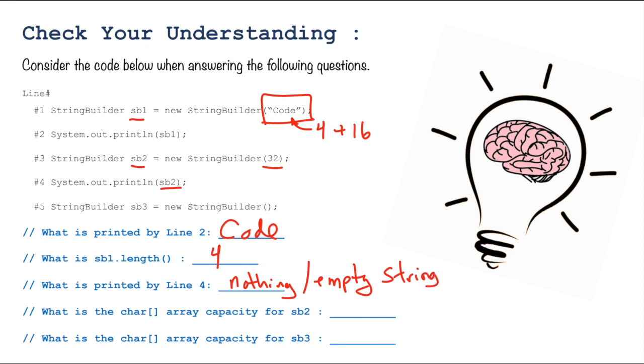And then what is the character array capacity for StringBuilder 2? StringBuilder 2 has a capacity of 32. And what is the character array capacity for StringBuilder 3? If we look at StringBuilder 3, it has an empty set of parentheses, so the capacity would be 16. And if we did sb1.capacity, this would return 20 because we said the 4 characters of the string plus the 16 that happened during instantiation.